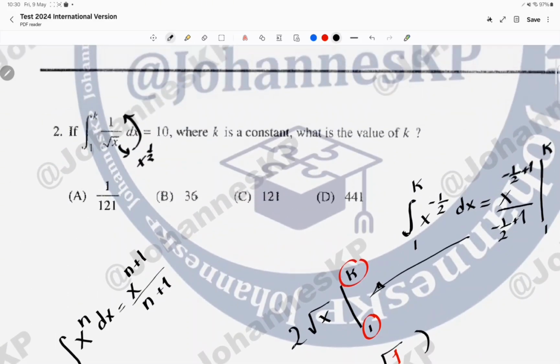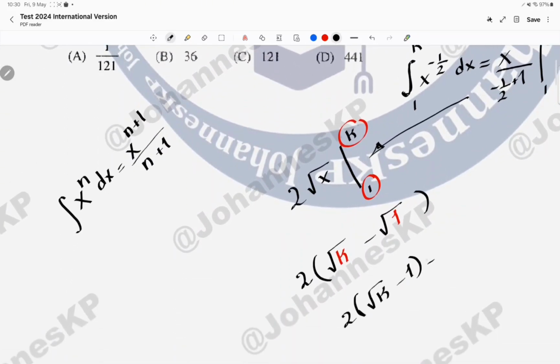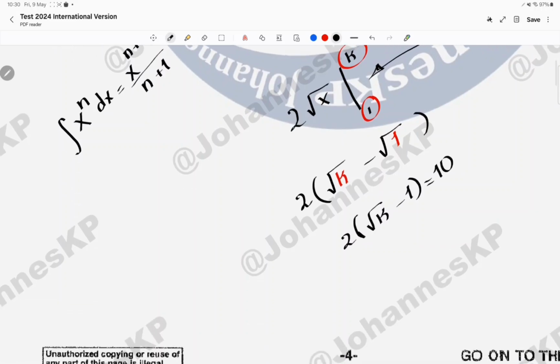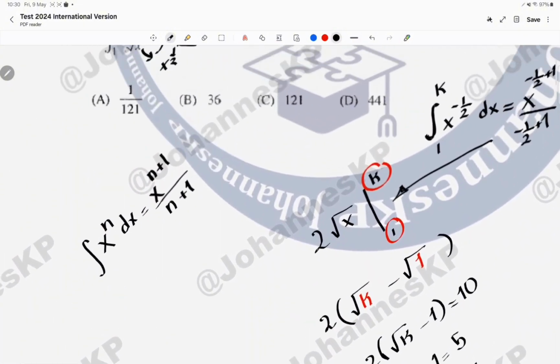Now, the whole thing was equal to 10, if you recall. So now divide everything by 2. So root k minus 1 is equal to 5. And so root k is equal to 5 plus 1, so root k is equal to 6. Now I square both sides. So k is equal to 36. So that would be B.